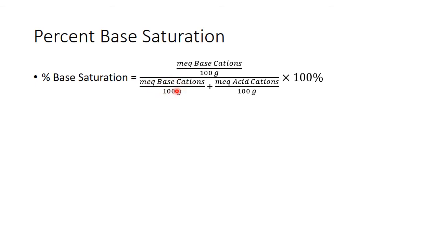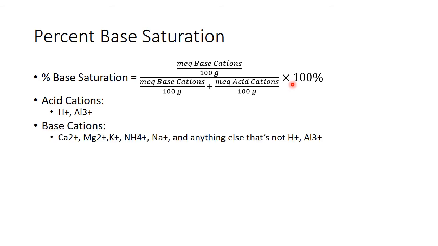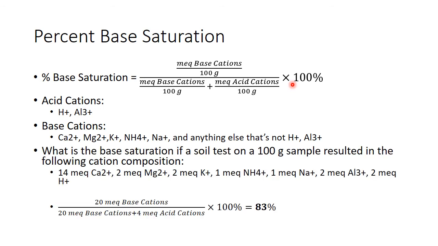So that's the charges from base cations plus the charges from the acid cations in units of milliequivalents per 100 grams. The bottom is total CEC, and the top is CEC that's filled with base cations. We take that fraction times 100%, and that's how we calculate base saturation. Our acid cations are hydrogen and aluminum, and the base cations are everything else. Anything that's not hydrogen or aluminum, we consider a base cation: calcium, magnesium, potassium, ammonium, sodium, and so on.